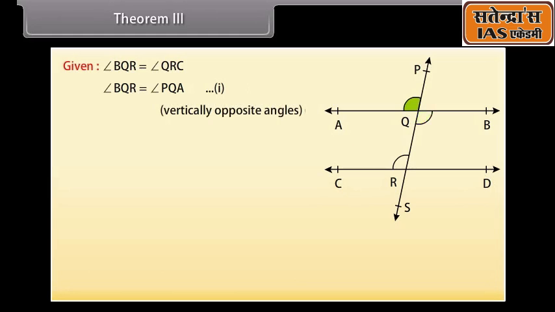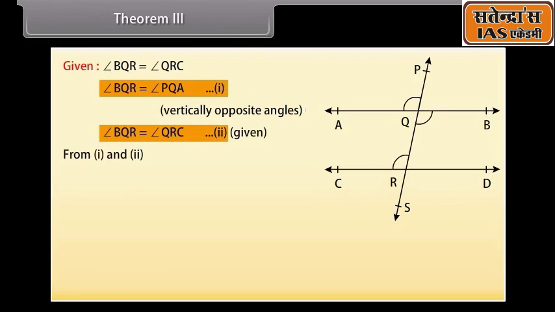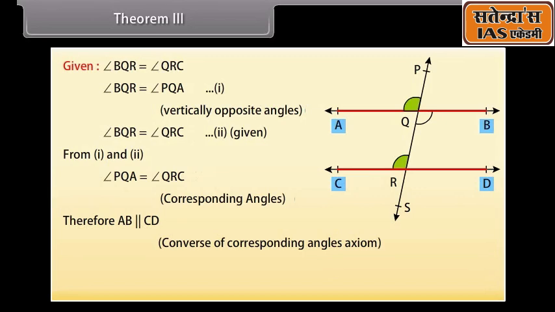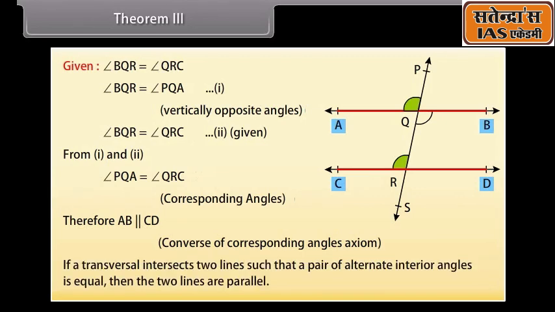Mark it as 1. But angle BQR is equal to angle QRC, given. Mark it as 2. So, from 1 and 2 you may conclude that angle PQA is equal to angle QRC. But they are corresponding angles. So AB is parallel to CD, by the converse of corresponding angles axiom. This result can be stated as a theorem, which is, if a transversal intersects two lines such that a pair of alternate interior angles is equal, then the two lines are parallel.